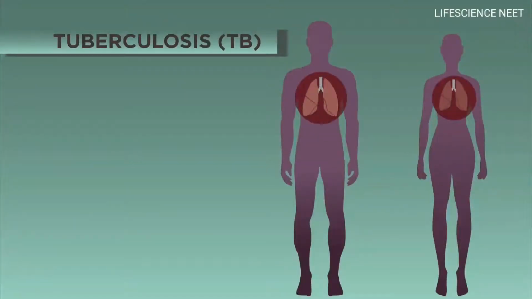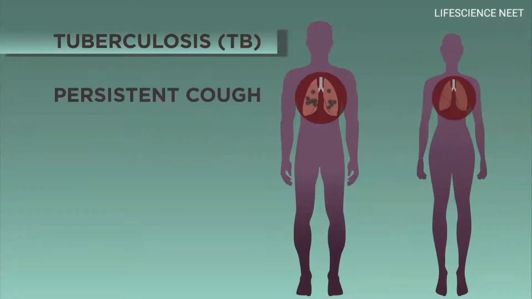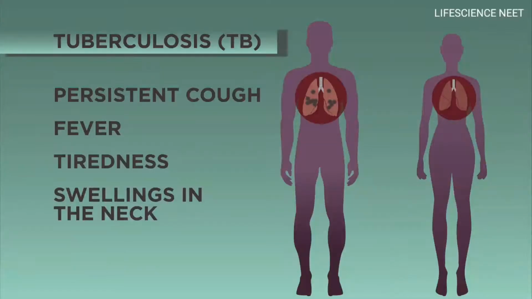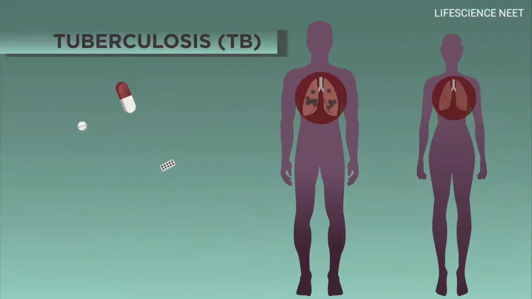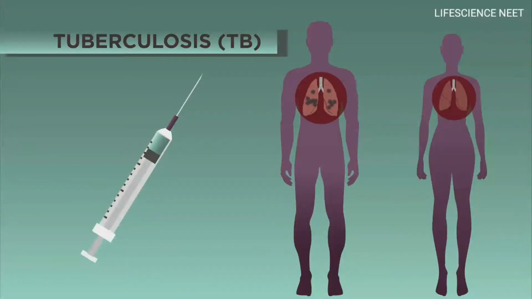Tuberculosis, or TB for short, is a bacterial infection that mainly affects the lungs. It is spread by breathing in tiny droplets of coughs or sneezes of an infected person or animal. Symptoms of TB include a persistent cough, which may bring up blood, fever, tiredness and swellings in the neck. TB is a serious condition, but it can be cured if it's treated with the right antibiotics. The number of cases of TB in many countries has been reduced by the use of vaccination.